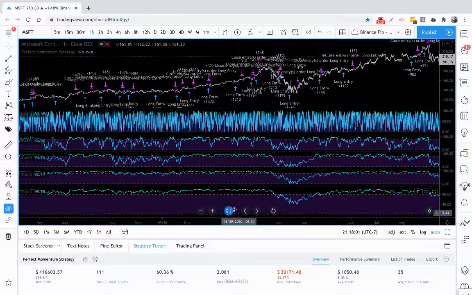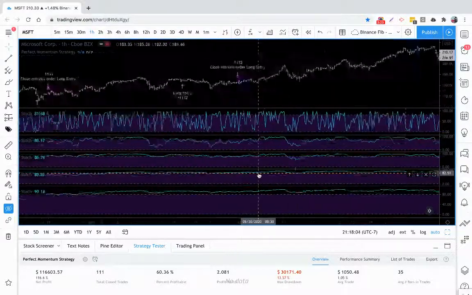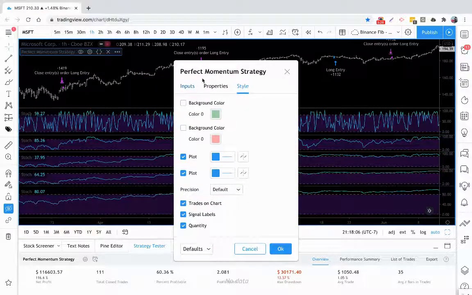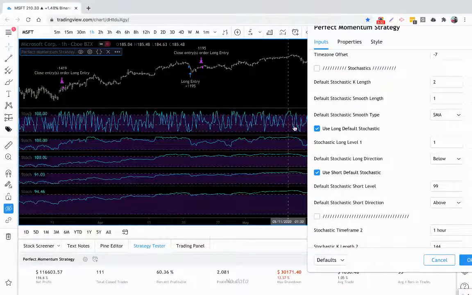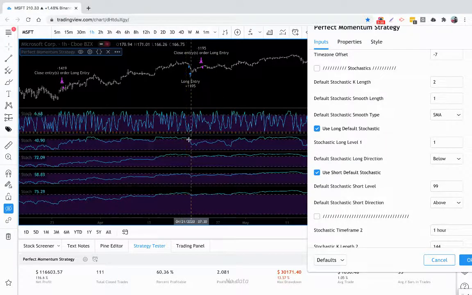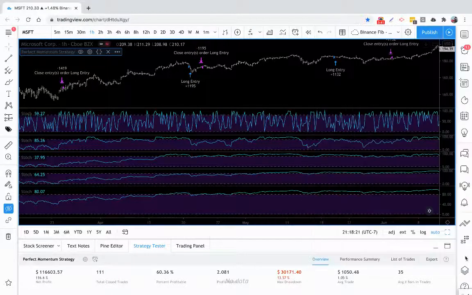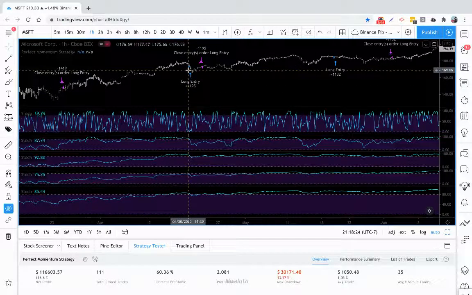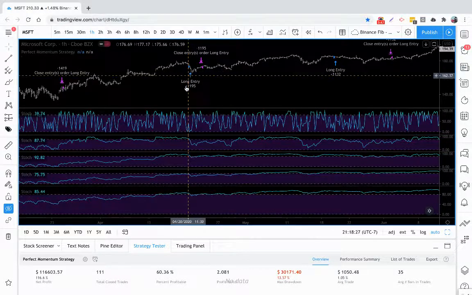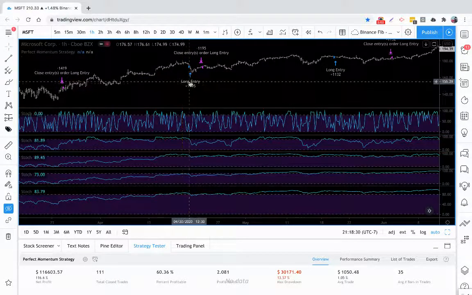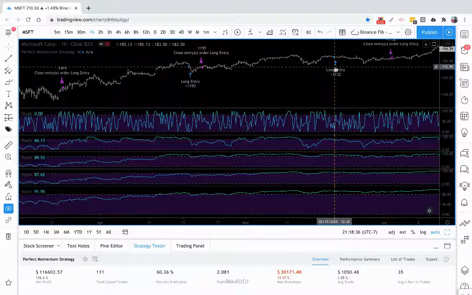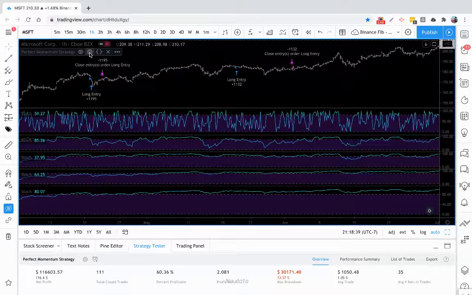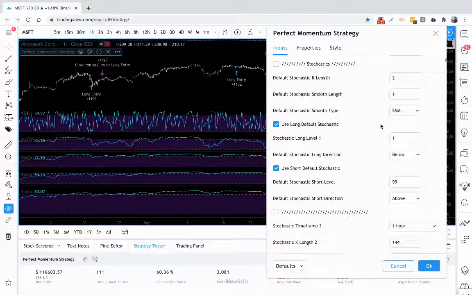What's going on here is we're looking to go long any time the stochastic goes underneath the 1 oversold level. You can see here on the chart, every time it goes under 1 on this stochastic, we had a long entry. Over here, we had another long entry. So that's how this is working at its very most basic function.